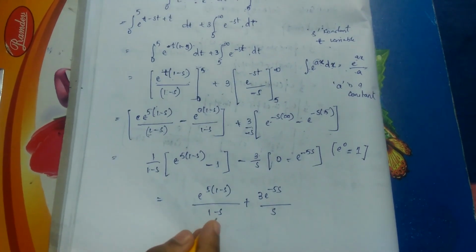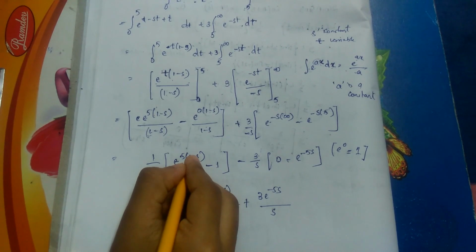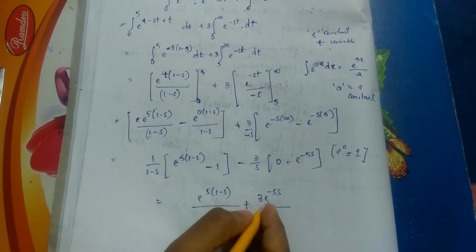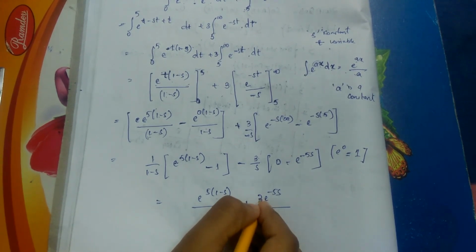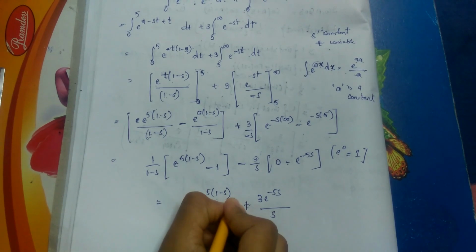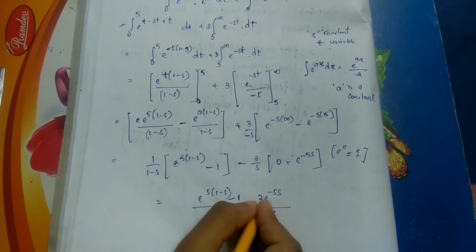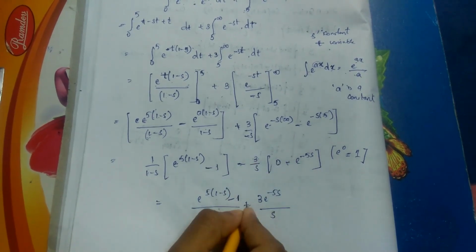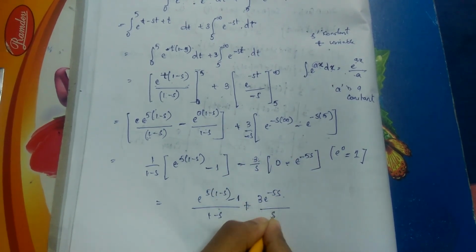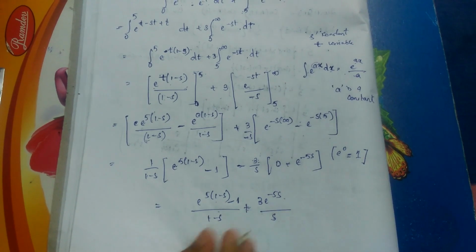Now e power 5 into (1 minus s) by (1 minus s), plus 3 into minus is plus, and here we get minus 1 also, and then here minus into minus is plus, 3 into e power minus 5 into s by s. So this is the final answer for the given problem.